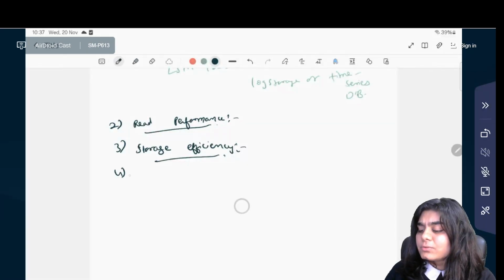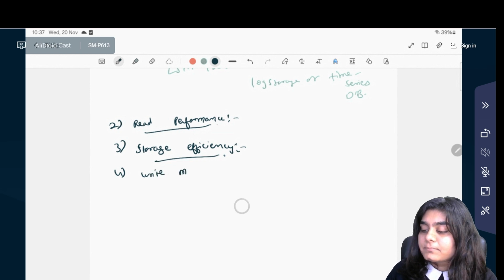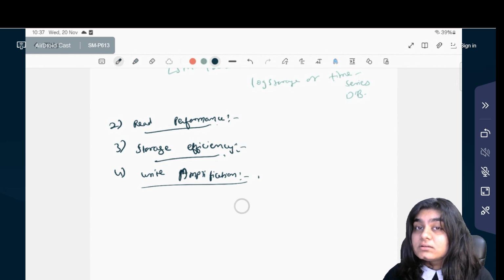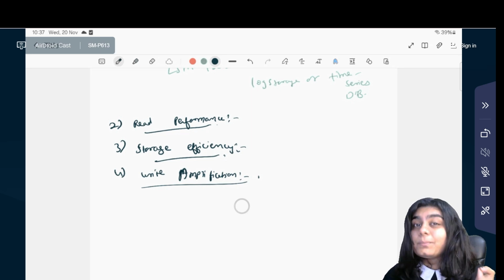Okay, so let's talk about write amplification. Write amplification refers to the additional writes required beyond the initial data write. B trees and LSM trees both experience write amplification, but LSM trees handle it differently.